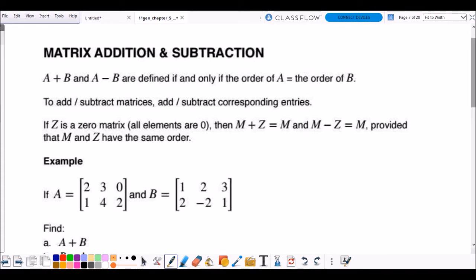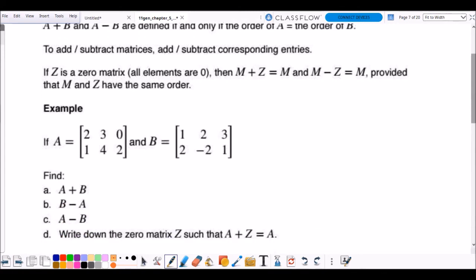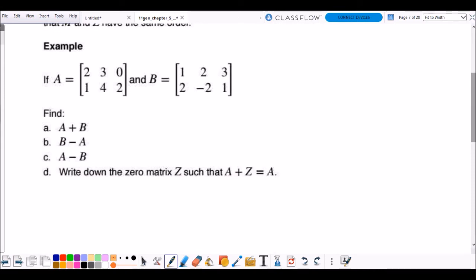If a matrix is a zero matrix, which means all the elements are zero, this is just saying that M plus Z, which is a zero matrix, and M minus Z are the same. They're all exactly the same. So let's actually just get into some examples instead of looking at the words. If A is this matrix and B is this matrix, let's figure out what A plus B is.